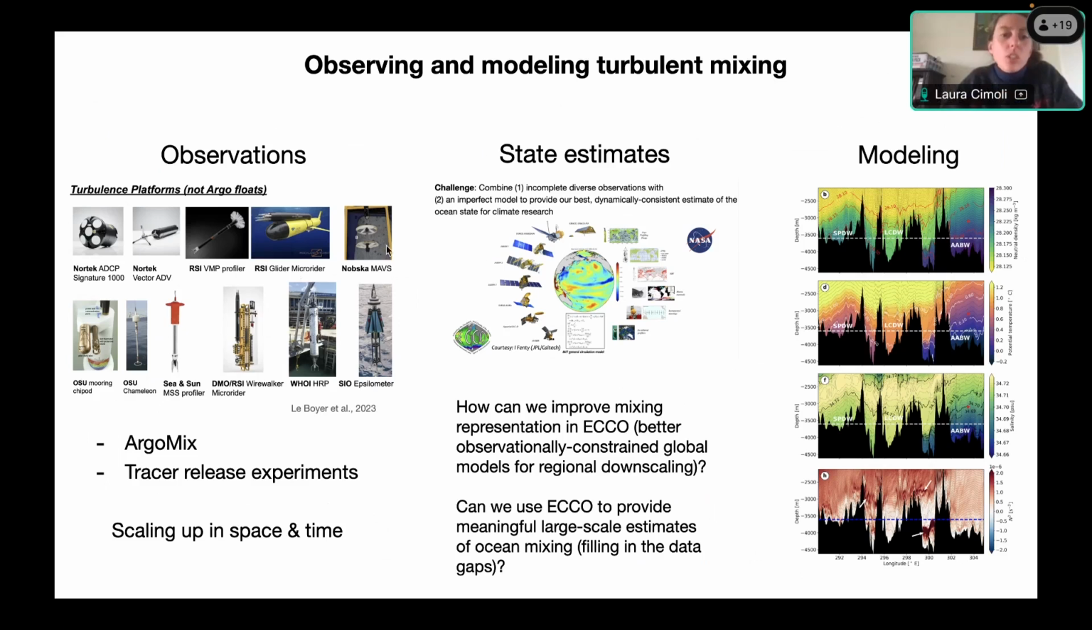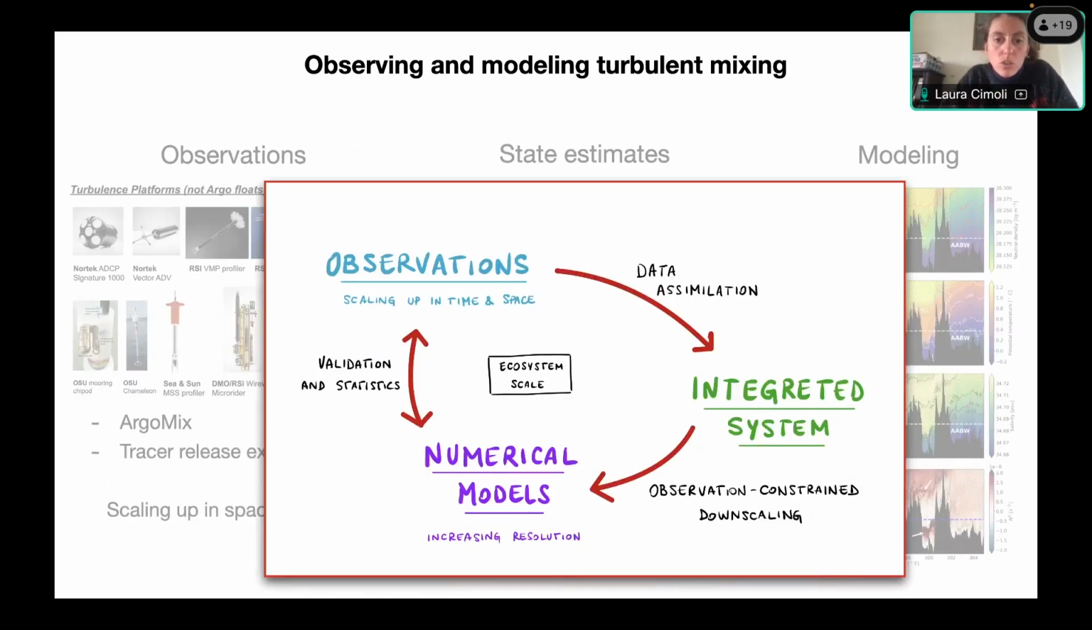Yes, I just wanted to say the main point is that observations are scaling up in space and time. The question is really how can we use them to improve our state estimates, which are at the moment still quite a crude representation of mixing. This will also help us with our numerical models, because these high resolution models are often nested based on state estimates. And so I guess this is really just a summary of that.